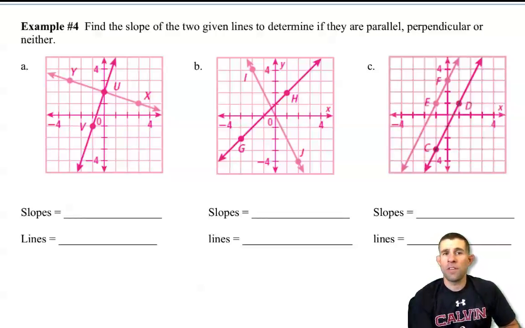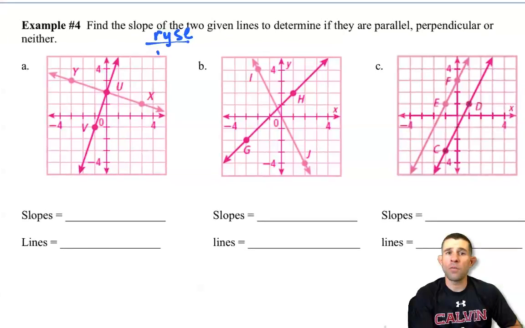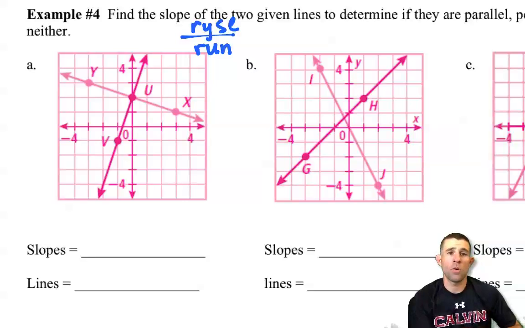All right, here we go in example 4. We are asked to find the slope between these two lines and determine if they are parallel or perpendicular, or neither. Well, when we have them graphed on the coordinate plane, we can just use this idea of rise over run. We can actually count between our coordinates. So let's find the slope of UV first, simply by counting its rise and its run. I'm going to rise 1, 2, 3, and then I'm going to run 1 to the right. So the slope is 3 over 1 for UV.